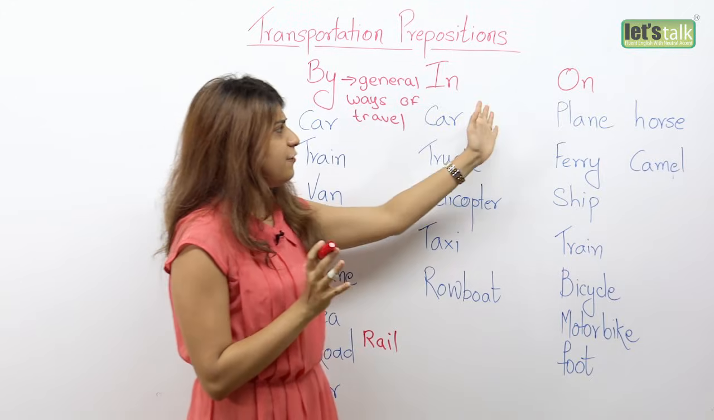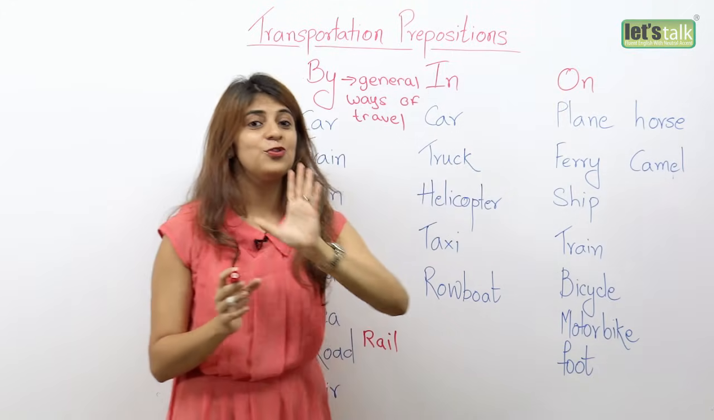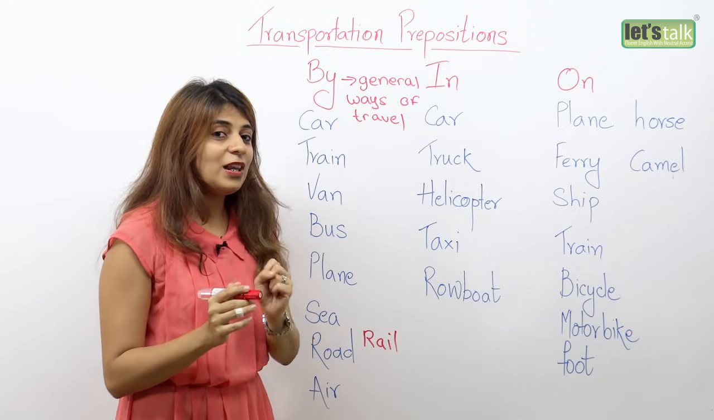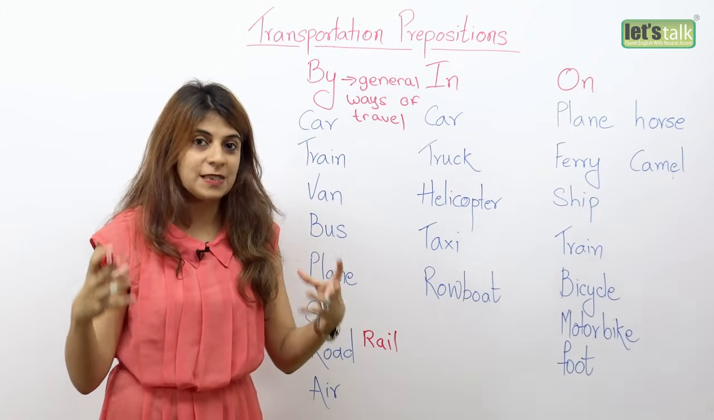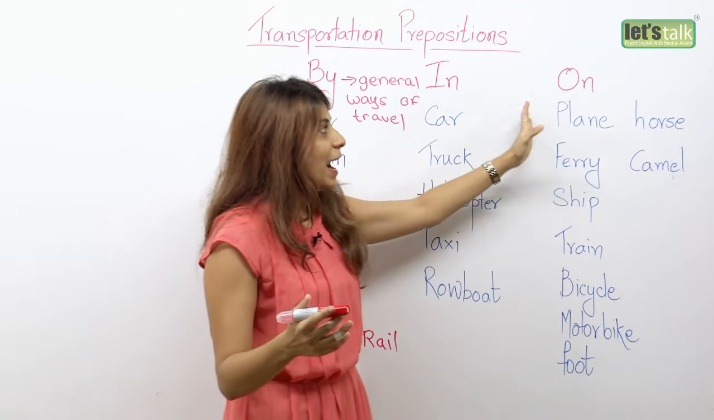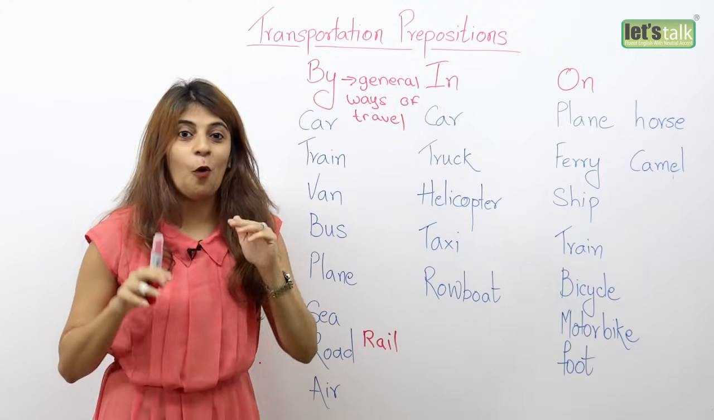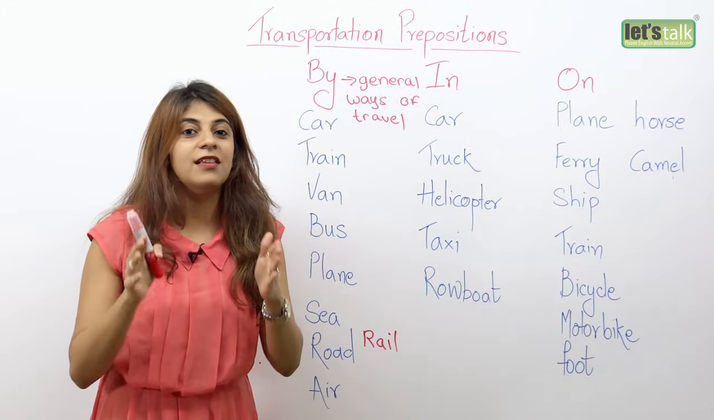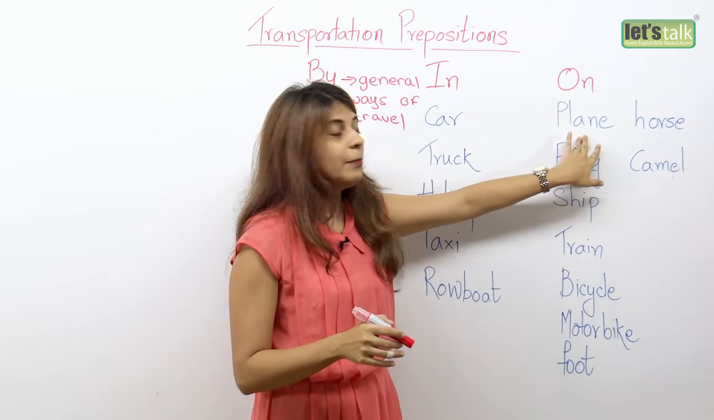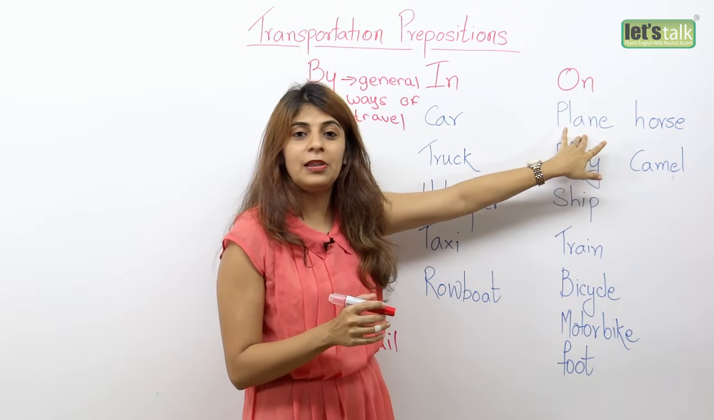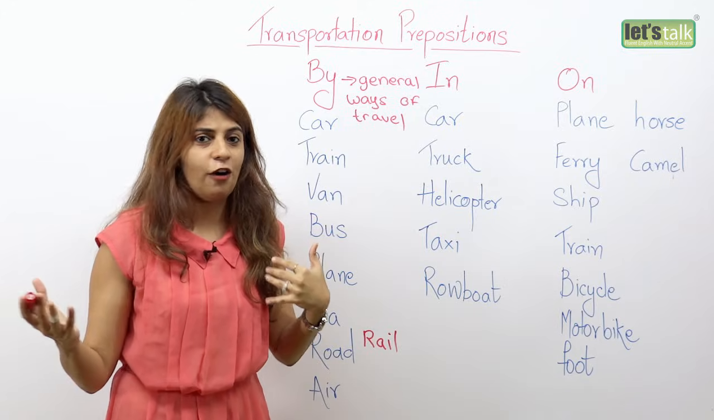Now let's have a look at using the preposition on. So what's the difference between in and on? Now, when you use the preposition on, you can use it for specific vehicles, however, wherein you can stand, okay, or walk while the vehicle is in motion. So let's have a look. Plane, yes, I'm on a plane. Hey Niharika, where are you? Oh, I'm on the plane, we're just gonna take off.